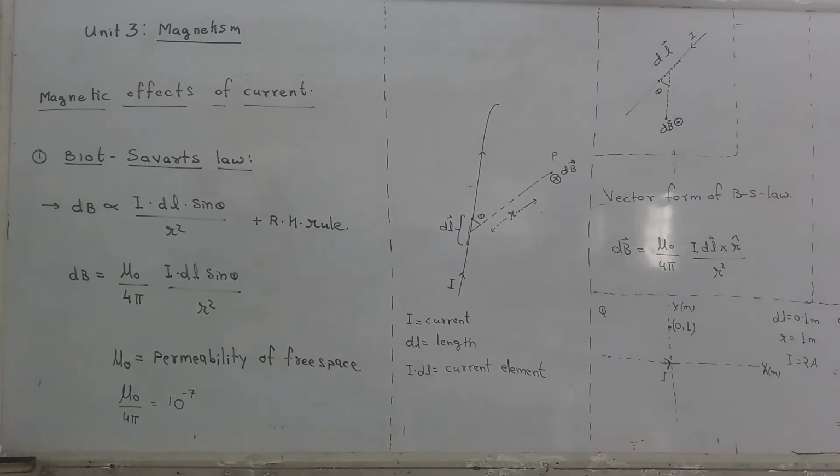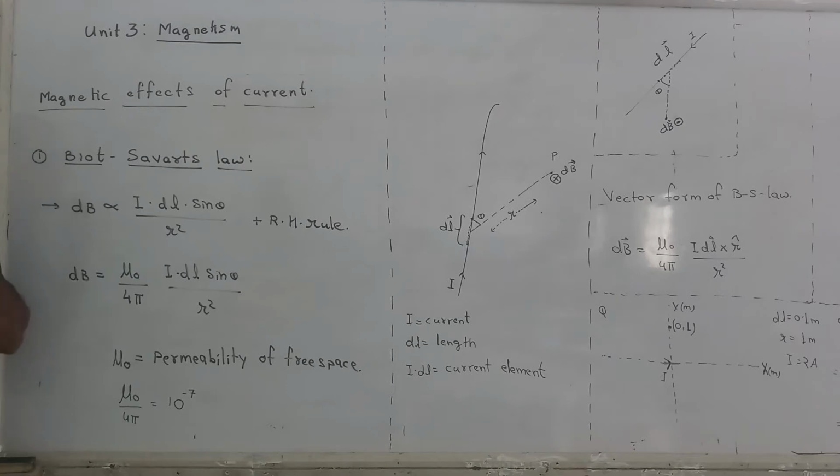Today we are going to start with unit number 3, that is magnetism, after covering the topics of electrostatics, that is unit 1, and current electricity, that is unit 2. Now this is the third unit, and this unit is about magnetic properties of material and magnetism. The full name of the unit is Magnetic Properties of Materials and Magnetism.